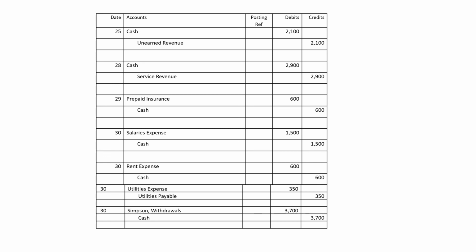The final transaction is Simpson withdrew, so the owner withdrew cash of $3,700. Well, we have a special withdrawals account where we keep track of all the money Ann Simpson takes out of her business. And every time she takes more out, we increase the withdrawals account. So we know the total amount that she took out. We do that on the debit side. Since she took cash, we want to decrease cash. It's an asset. Assets decrease on the credit side.